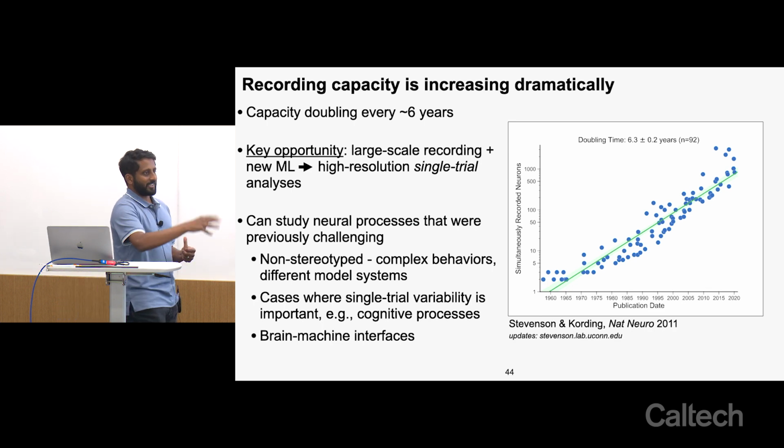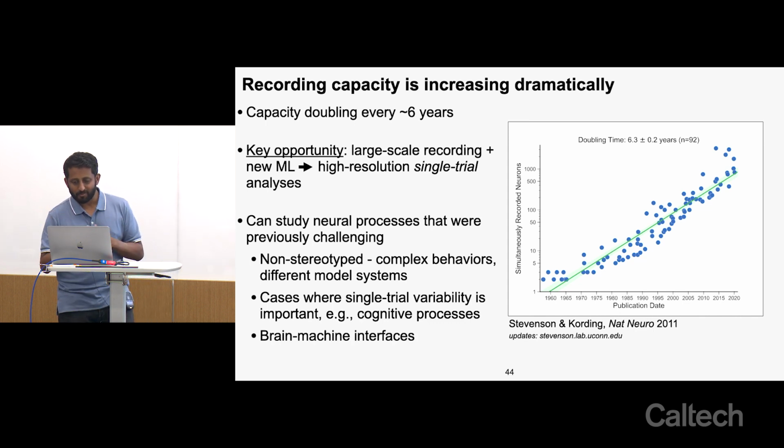If the person wants to, let's say, control a robotic arm, you don't want them to have to try to make the same reach 20 times before you move the arm. You want things to just work on single trials in real time, et cetera. So there's a lot of opportunity for machine learning in this space.